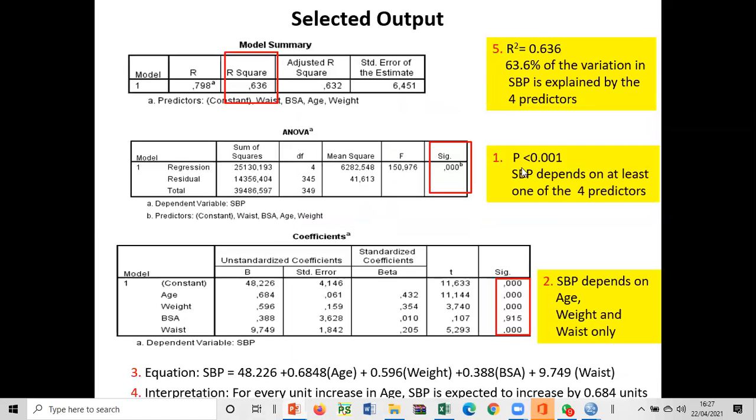How do you interpret number one? Is p less than 0.05? Yes. Listen, BP depends on at least one of the four. Don't say BP depends on all four. BP depends on at least one of the four. What's the next question?